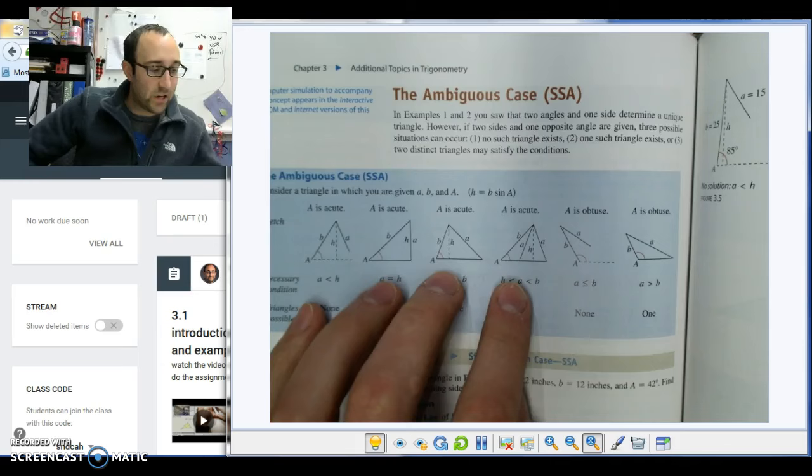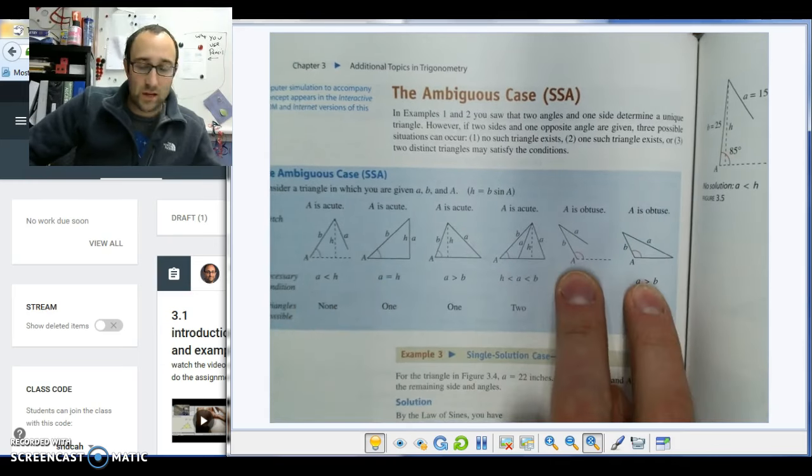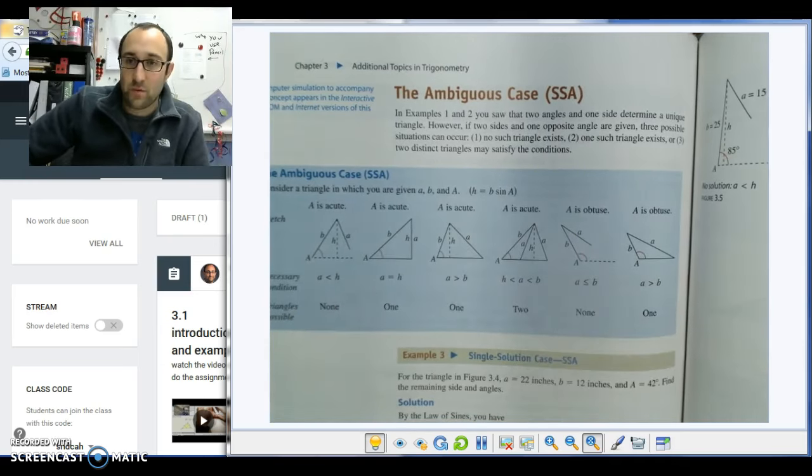got four different cases where A is acute, and then two where A is obtuse. Now they just chose A, it doesn't matter. If you want to use A, B, or C, it doesn't matter, but they're just going to say, let's make it A every time to make it a little bit easier, just to keep it continuous for all.